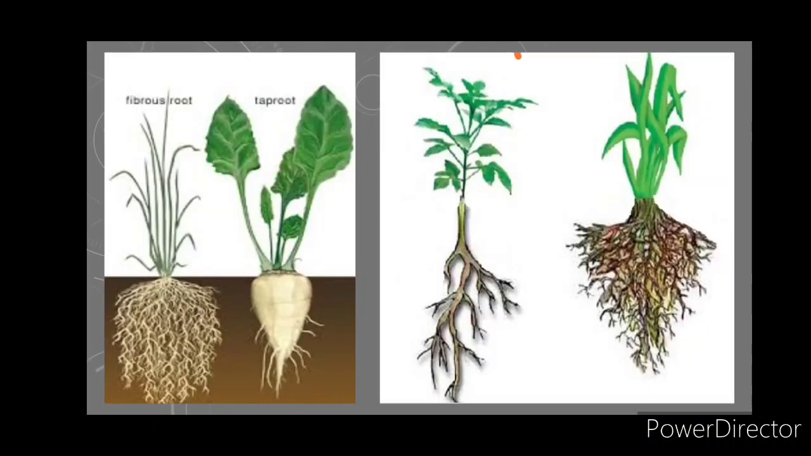Here I have given some other pictures of the taproot system. Here is a picture of the radish. The main root of the radish is the taproot, and other lateral roots are over here. But in the fibrous root, you can see all the roots are of similar size, and it can hold the soil of the area. Here is also one picture of the taproot system and the fibrous root system. You can also find different types of plants which have the taproot and the fibrous root.